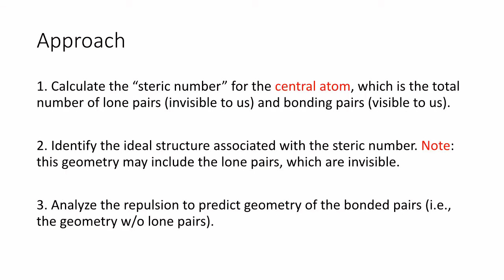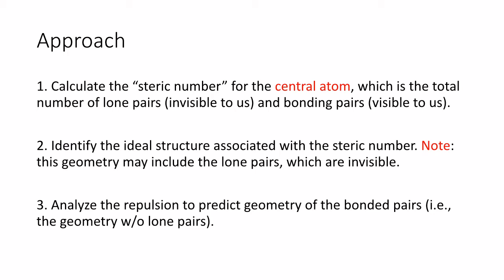All right, now come back to the VSEPR theory. The overall approach is the following. You do a three-step analysis. In the first step, you calculate the so-called steric number for the central atom. Okay. Now the central atom is the atom that forms chemical bonds with all other atoms of the molecule. Okay. So in our discussion, we're going to limit our analysis to a relatively simple molecule in which there's one atom that forms chemical bonds with all other atoms, and those other atoms are called ligand atoms.